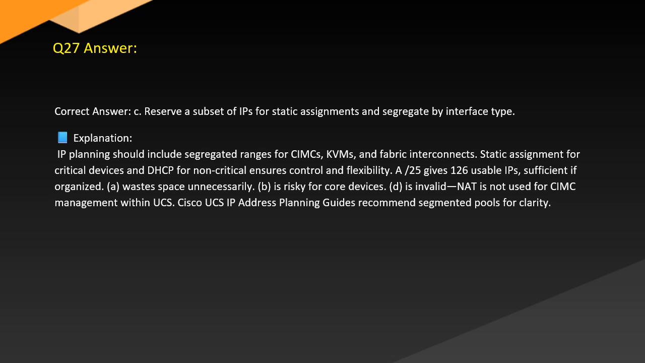A wastes space unnecessarily. B is risky for core devices. D is invalid. NAT is not used for SIM management within UCS. Cisco UCS IP address planning guides recommend segmented pools for clarity.